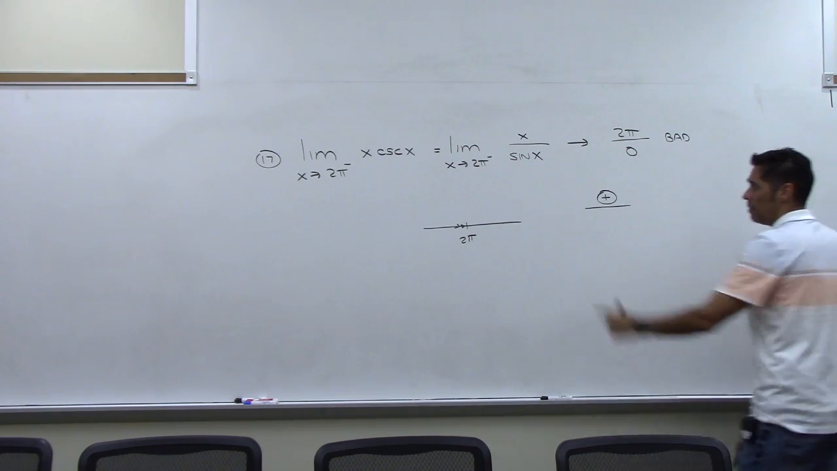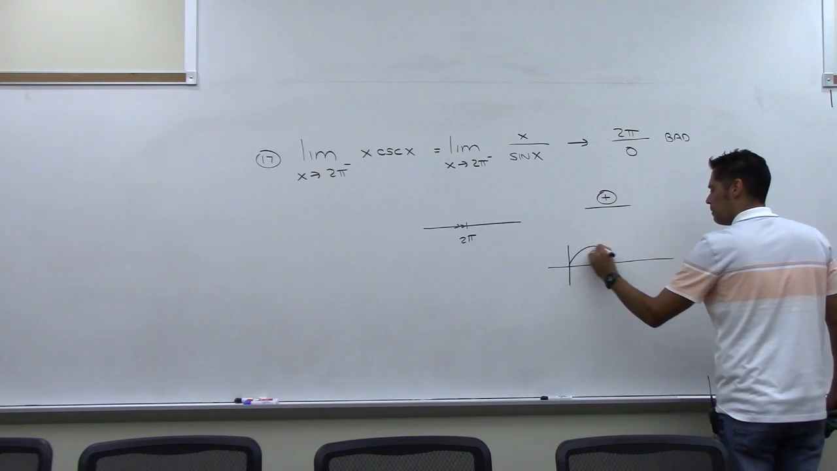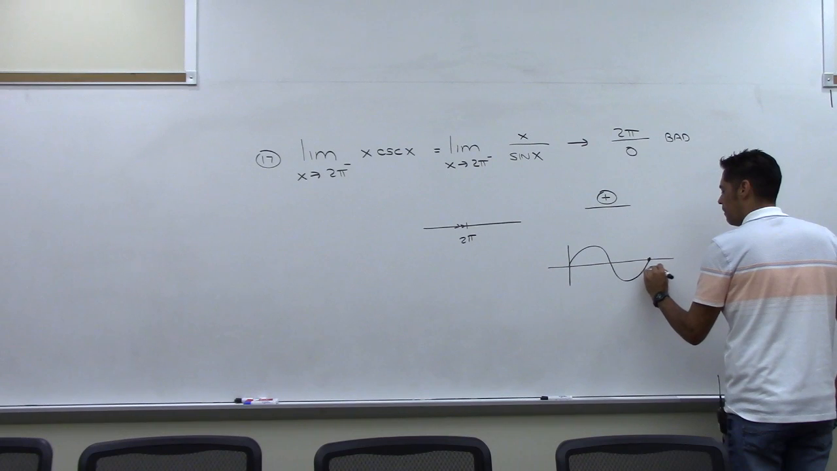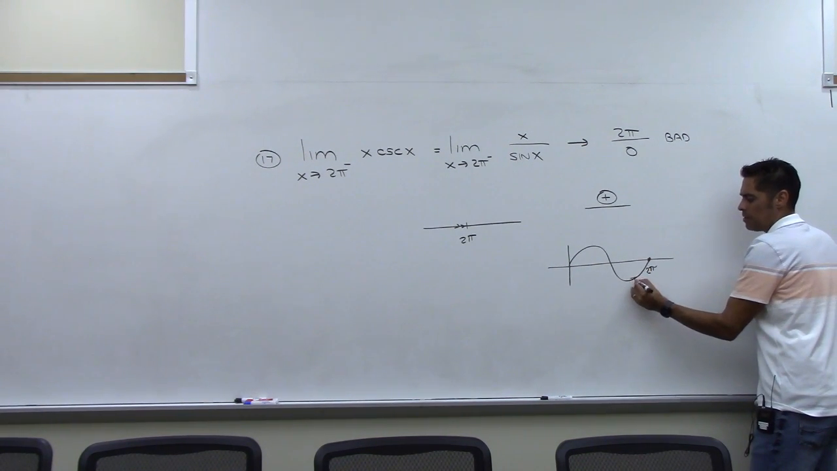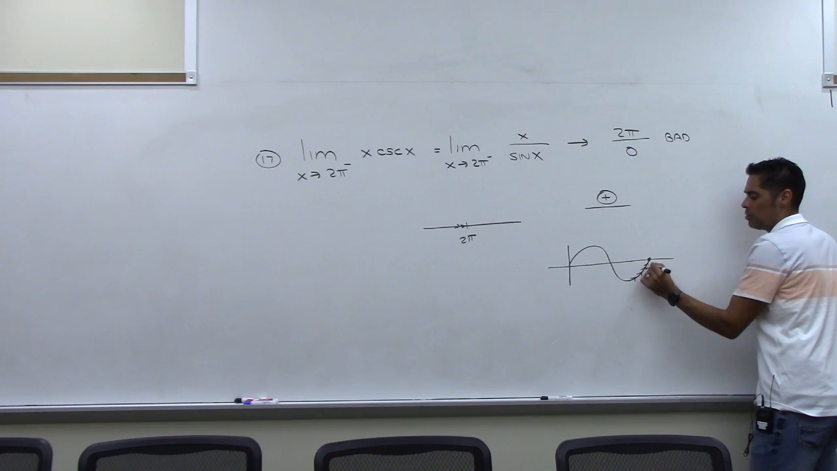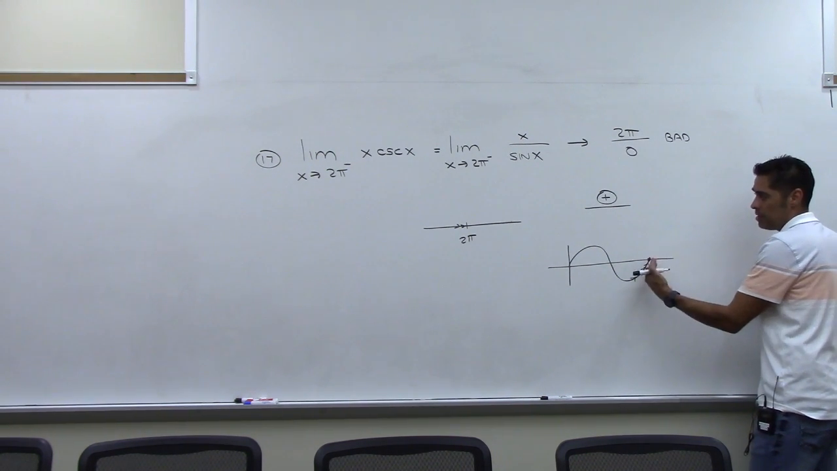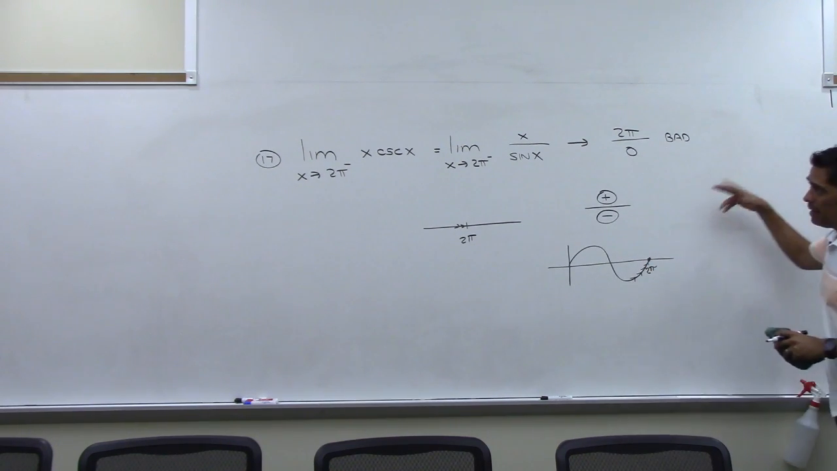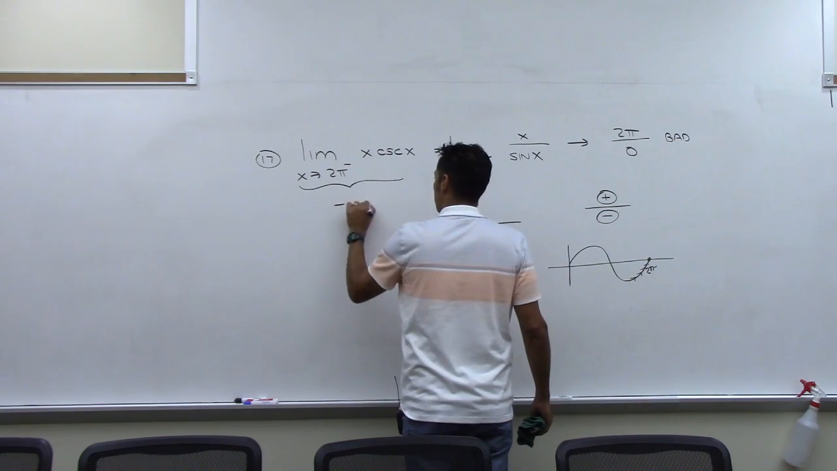For the bottom, I'm going to need to look at the sine curve. Here it is. And I'm approaching 2 pi from the left, which means I'm on the sine curve down here and I'm coming up towards 0. But all of these are below the x-axis, so these are all negative numbers as I come in. And we get a positive divided by a negative, that's negative. So we know that our answer here should be negative infinity.